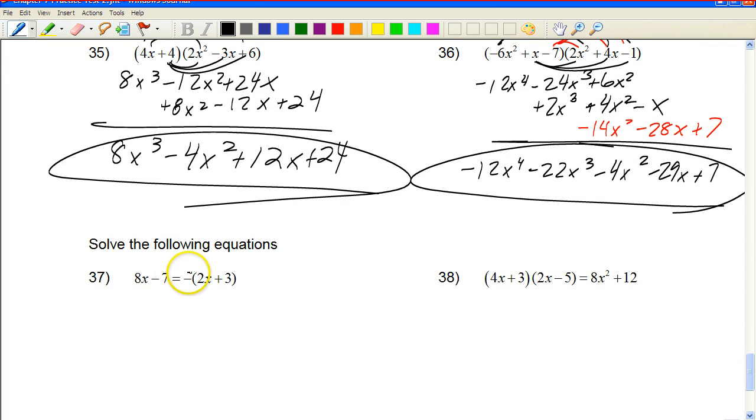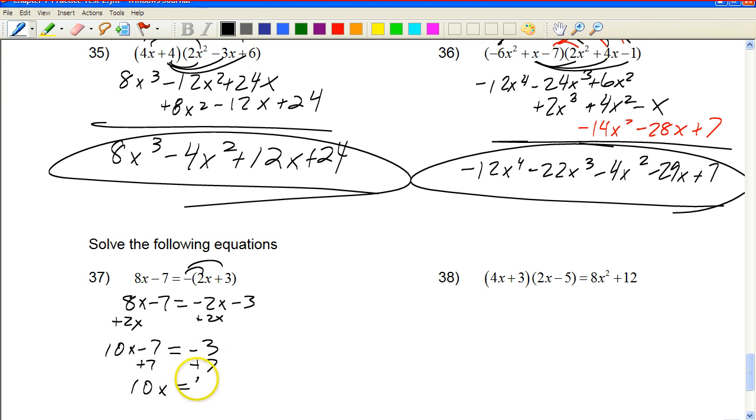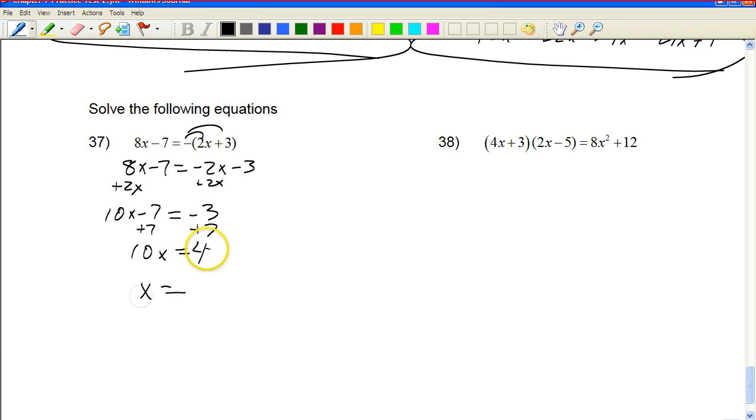Here we go. So I'm going to distribute that negative. So 8x minus 7 equals negative 2x minus 3. And then I'm going to add 2x. 10x minus 7 equals negative 3. I'm going to add 7. 10x equals 4. Divide by 10. X equals 4 over 10, which is 2 over 5. So x equals 2 over 5.